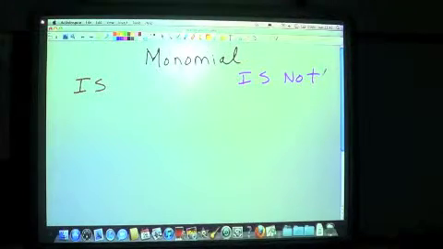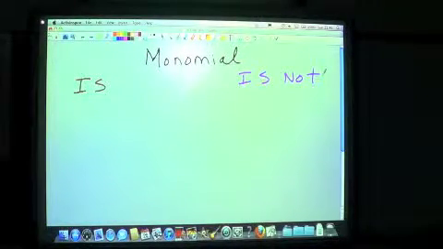Another topic that we need to visit in detail is the definition of a monomial. We're going to be using this term quite a bit. This is a review from Algebra 1. We're going to be using it from now on. And I'm going to read it to make sure we get it correct. An algebraic expression that is a number, a variable, or the product of a number and one or more variables is called a monomial.